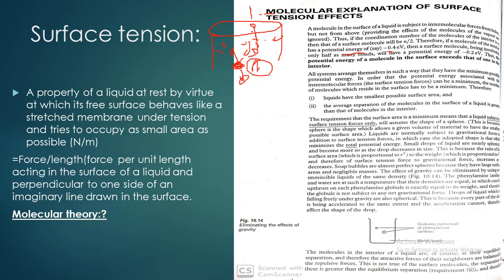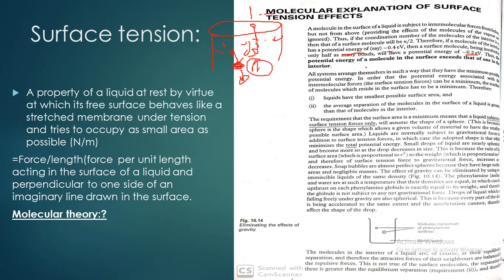It means the number of bonds, the number of intermolecular interactions, is n divided by 2, half of that. It means that the potential energy is half of that. So there will be a potential energy which is half of 0.4, meaning on the surface it will have 0.2 electron volts. Thus, the major point to take here is that there is something we are trying to explain to you.